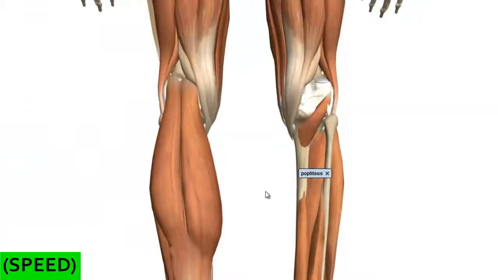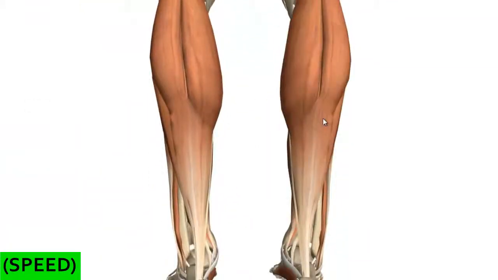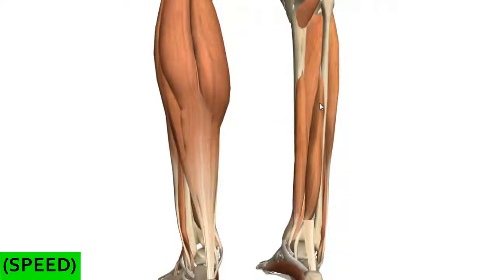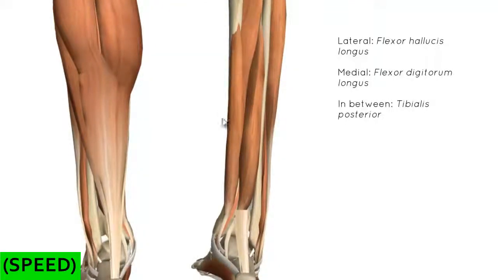So next, we've got these three large muscles. Laterally here, we've got the flexor hallucis longus. Medially, we've got the flexor digitorum longus, and lying between these two muscles, we've got the tibialis posterior muscle.